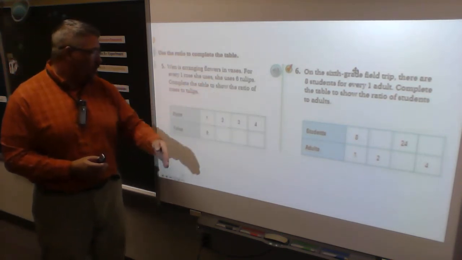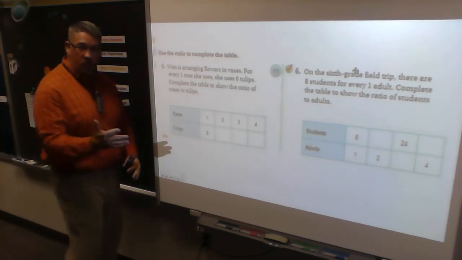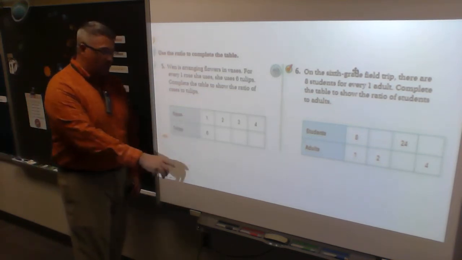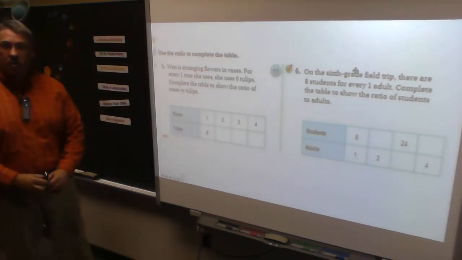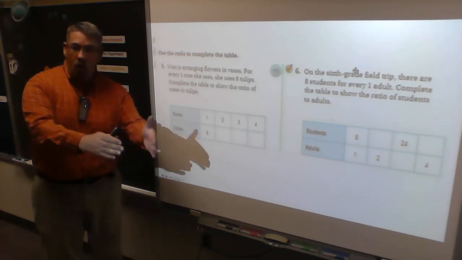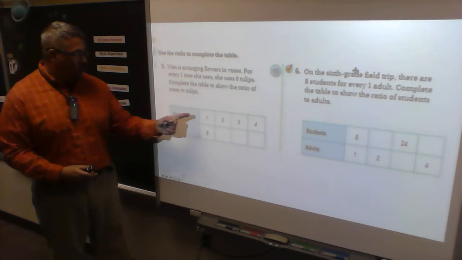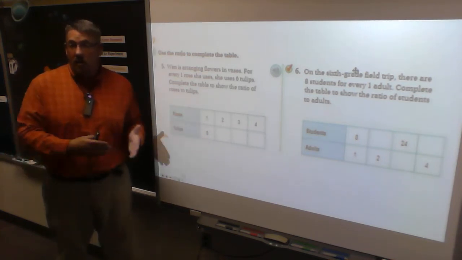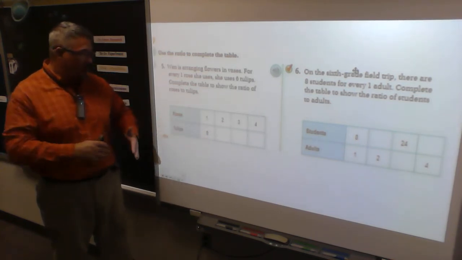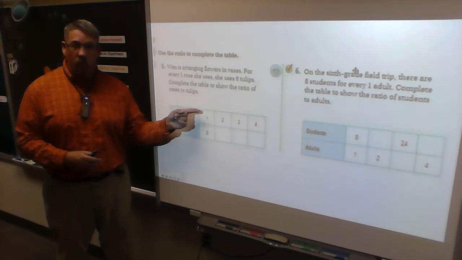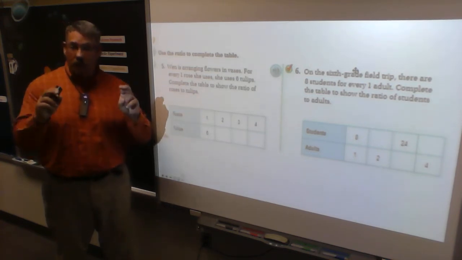Complete the table to show the ratio of roses to tulips, and then they show you, here's the column for roses, and here's the column for tulips. And they say for every 1 rose, we have 6 tulips. So they start you out with 1 to 6. This is a ratio box, because I have the ratio of 1 to 6 in the fraction form.